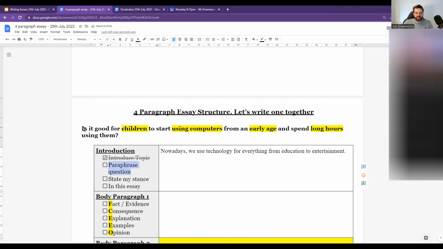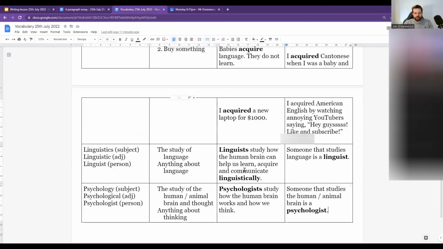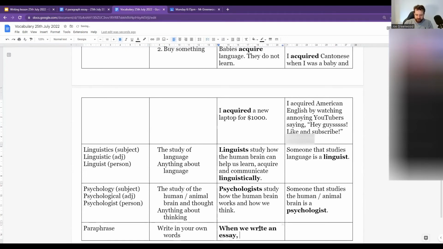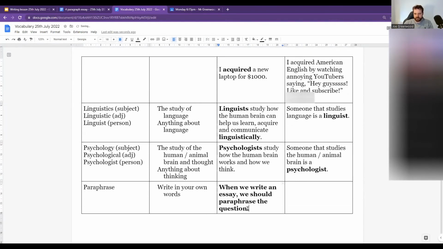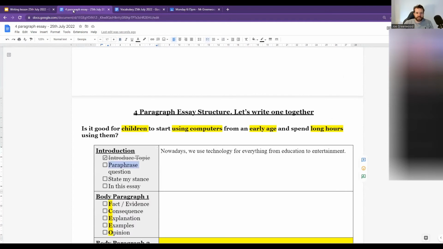Paraphrase the question. So now I need to paraphrase. Do you know what paraphrase means? Paraphrase means write in your own words, right? So when we write an essay, we should paraphrase the question or title. So let's paraphrase this question.